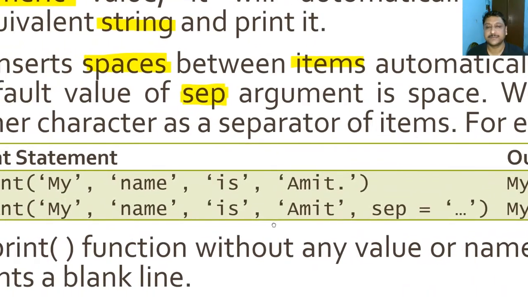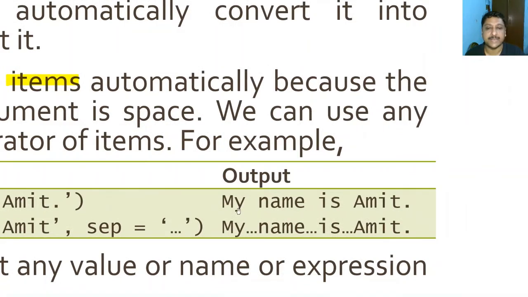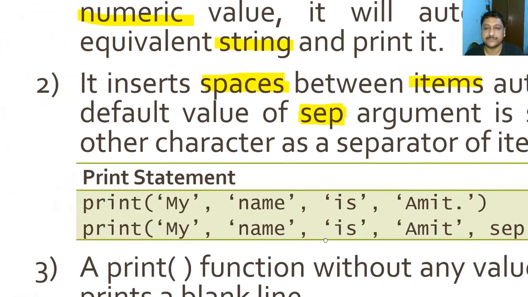Okay, this print statement is given here: print "my name is", Amit. All values are separated by commas. Then the output will be given like this: my name is Amit, with one single space in the output. Okay, this is the default output.